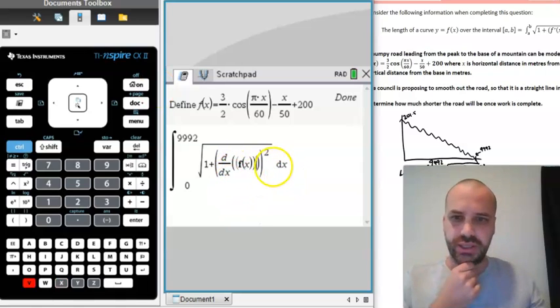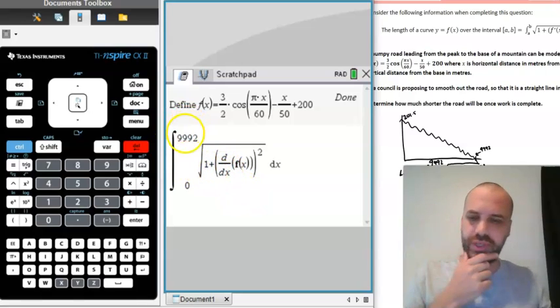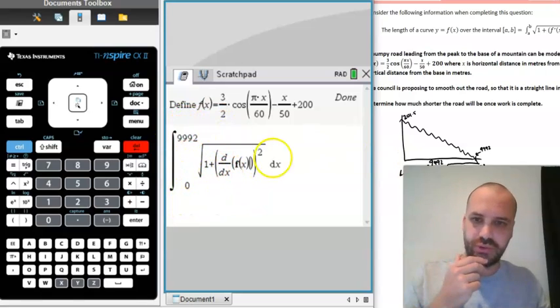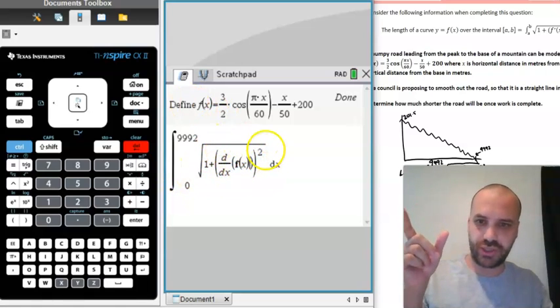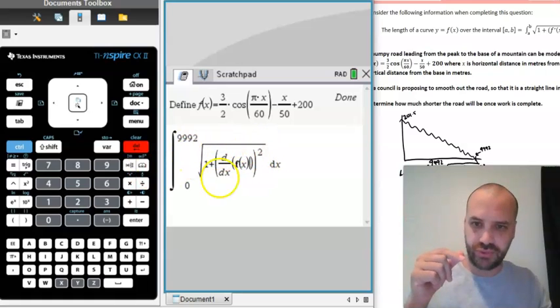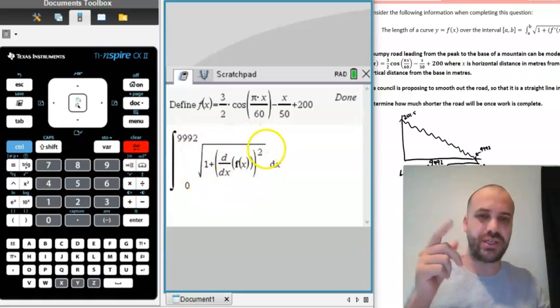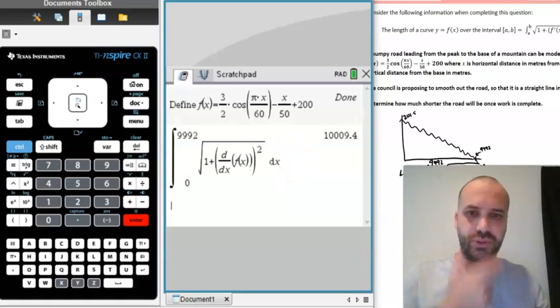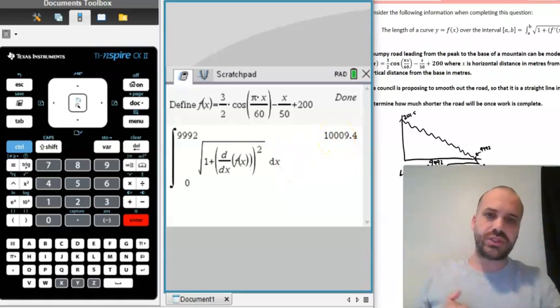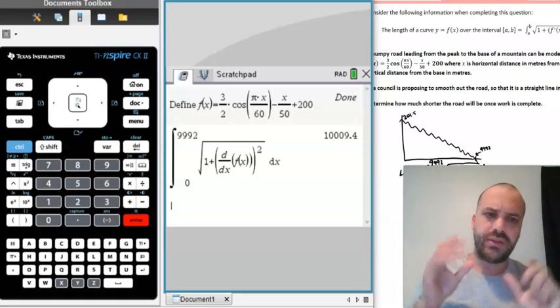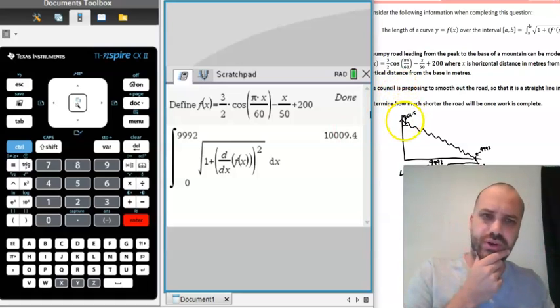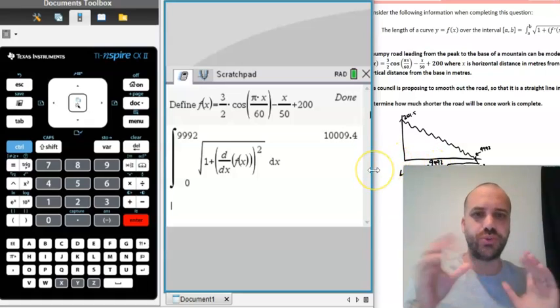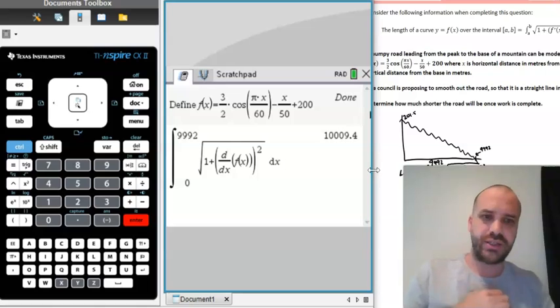All right, looks like I've got one too many brackets here. Okay, let's look at it. The integral between this and this, that's fine. The square root of 1 plus the derivative of the function that we defined earlier, and then the derivative of that function that we defined earlier needs to be squared. Okay, good. That looks okay. That should be the length of my thing here, 10,009.4.